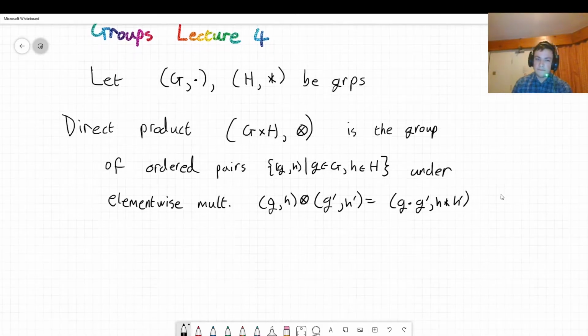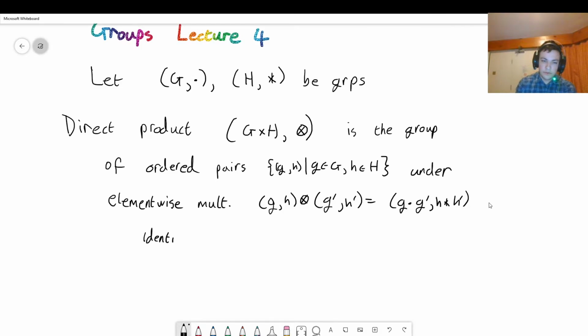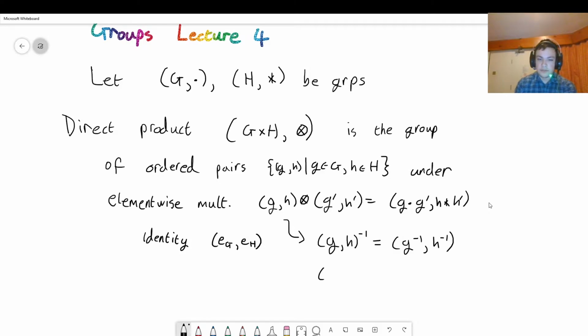It has identity (e_G, e_H), and then the inverse of this, (g, h) inverse, is just (g inverse, h inverse), and in general we have (g, h) to the power of n is (g to the n, h to the n).